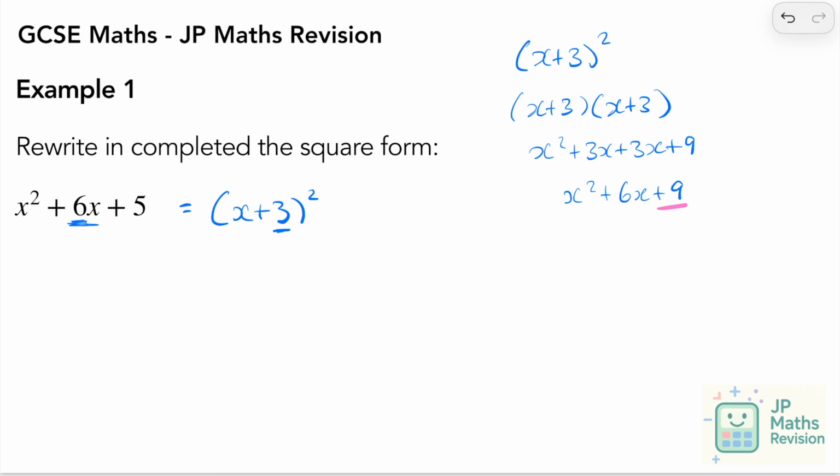So we don't want the plus 9, we want plus 5. So we need to minus this number squared. So we need to minus 9, and then we need to add 5. And we end up with x plus 3 squared minus 4. And that is the expression in completed the square form.